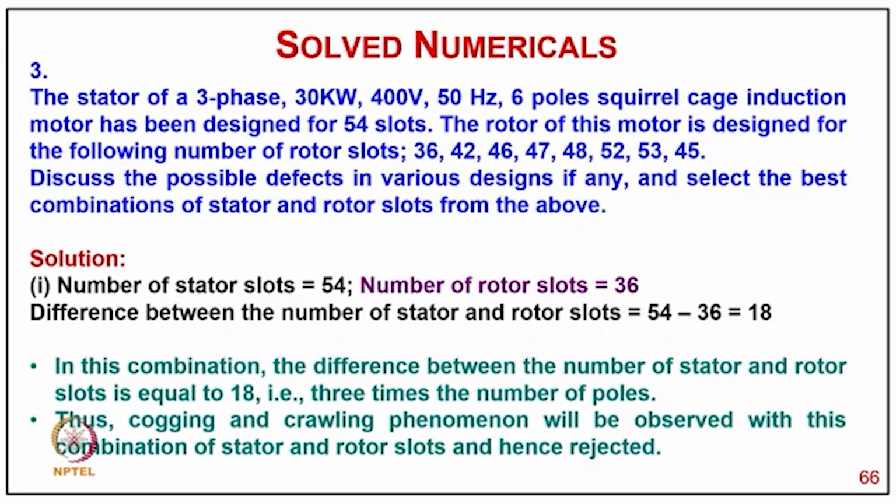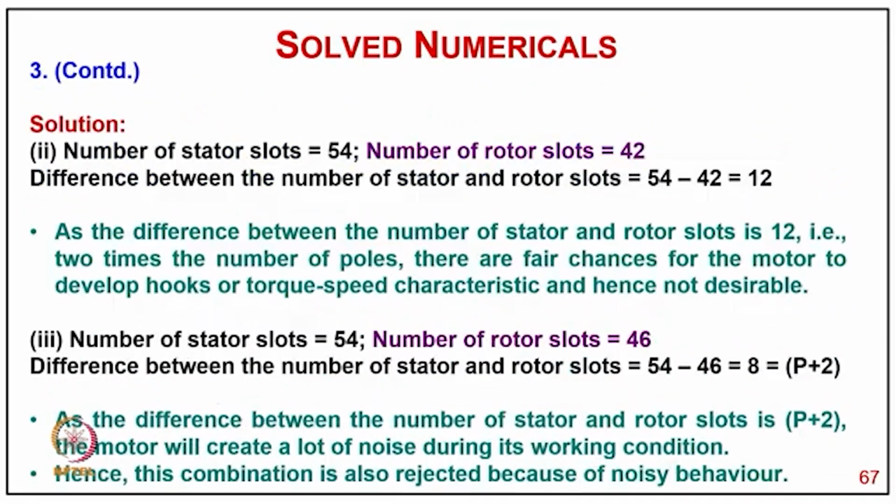So the number of stator slots is 54, number of rotor slots 36. The difference of the stator and rotor slots, 54 minus 36, is 18. In this combination, the difference between the stator and rotor slots is equal to 18, which is 3 times the number of poles, thus the cogging and crawling phenomena will be observed with this combination of the stator and rotor slots, hence rejected.